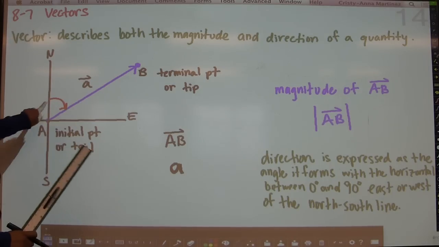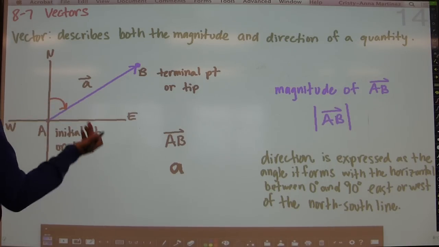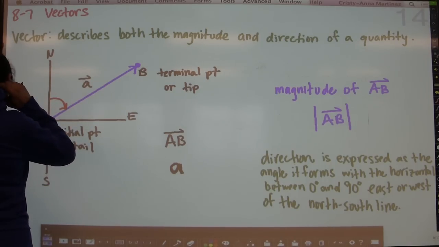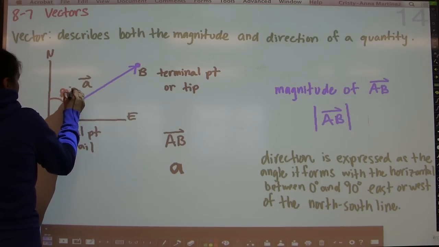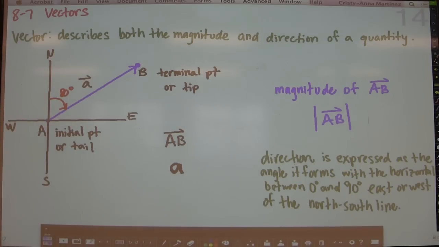Okay, so now we're trying to find this angle here. Let's say that it's like 80 degrees or something. Then what we would say is that the direction of this vector is 80 degrees east of north. That's how you would say that. So that's how you do that.